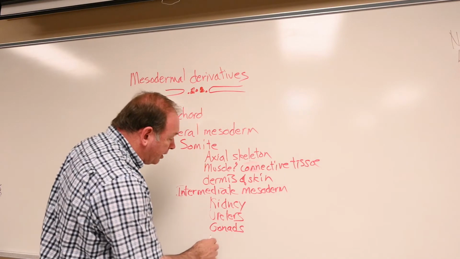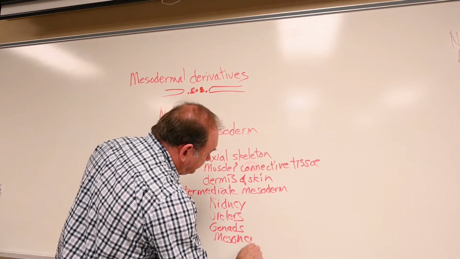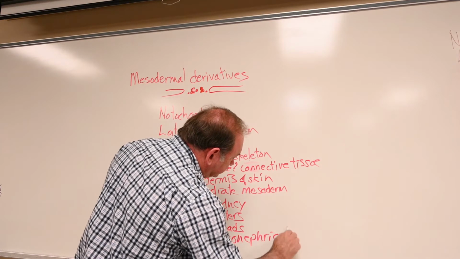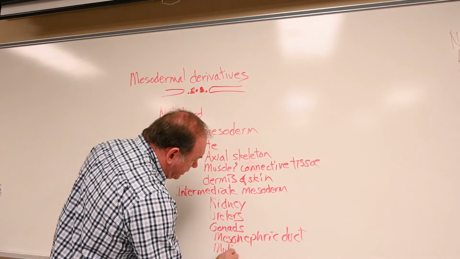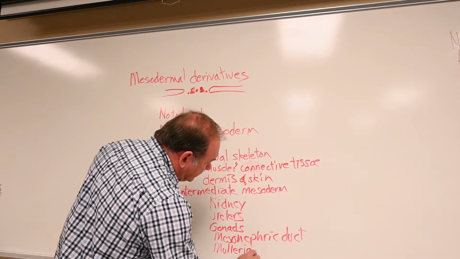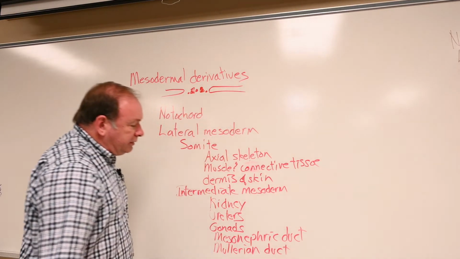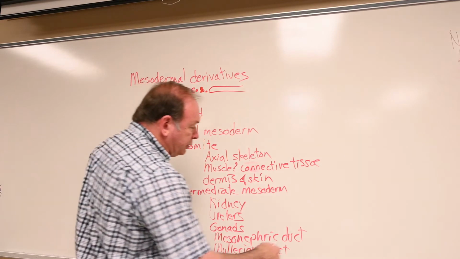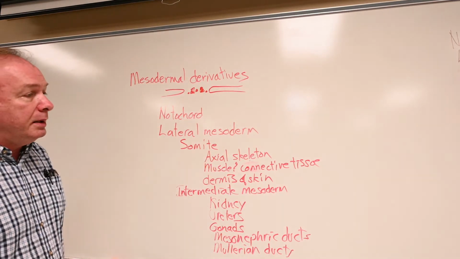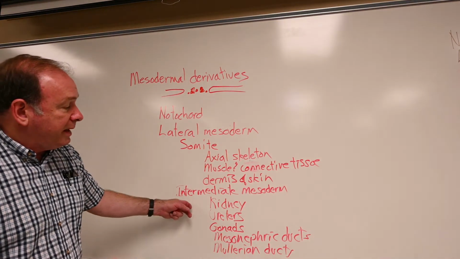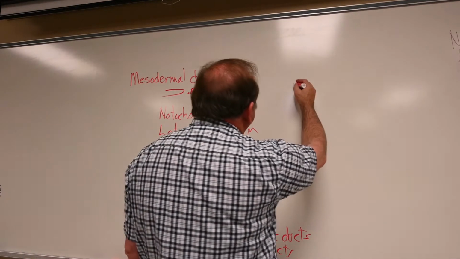In the male, it's what we call a mesonephric duct. Mesonephric duct. In the female, it's called the Mullerian duct. These are separate ducts, not the same duct. So mesonephric ducts, I should pluralize that, I guess, and Mullerian ducts. These things are derived from that intermediate mesoderm. And then finally, there's lateral mesoderm.